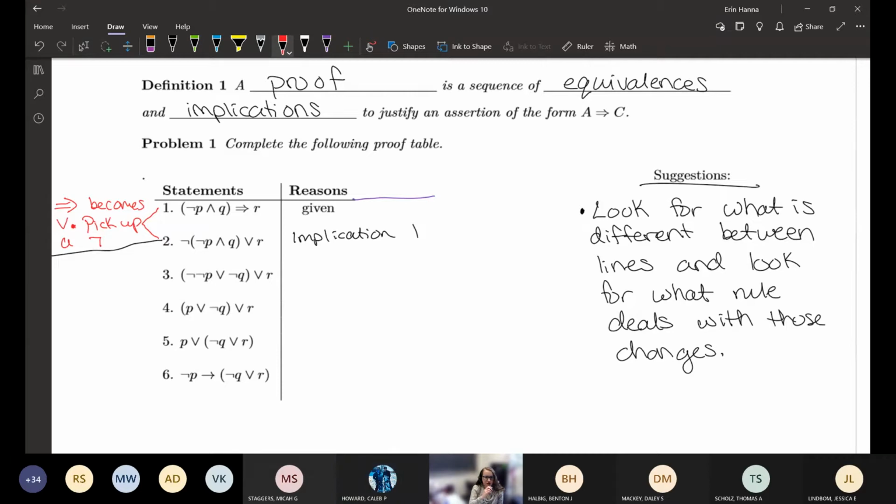All right, so then we're looking at line 2 to line 3. What are some differences here? Well, the or R in the back stayed the same, so that's not different at all. The symbol in the middle changed, so the or became an and. And essentially that negation, I'm going to say, came inside those parentheses.